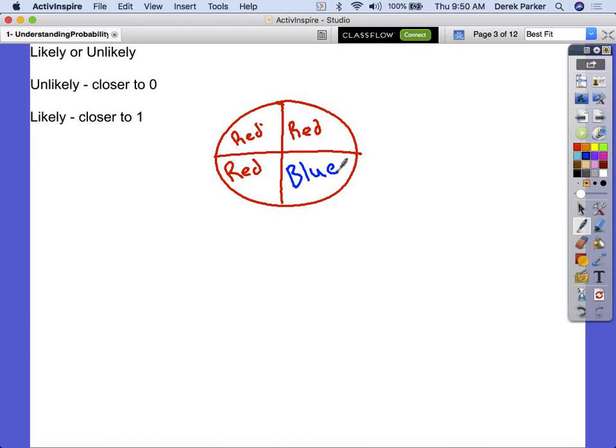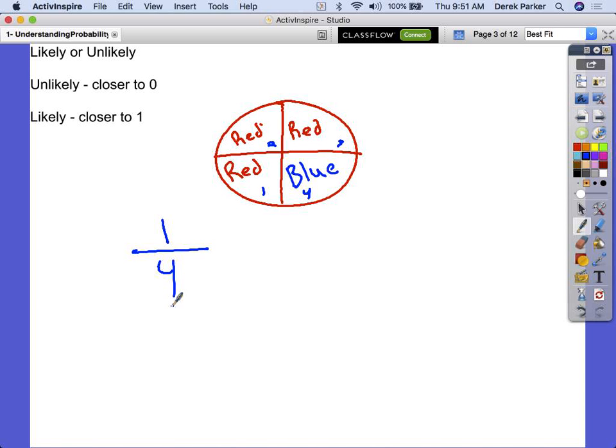Okay? There is one outcome that is blue, so that is our numerator. Our denominator is all the different outcomes that are on that pie chart. So we have 1, 2, 3, and 4. So that means our denominator is 4. So you have a 1 out of 4 chance for that spinner to land on blue.